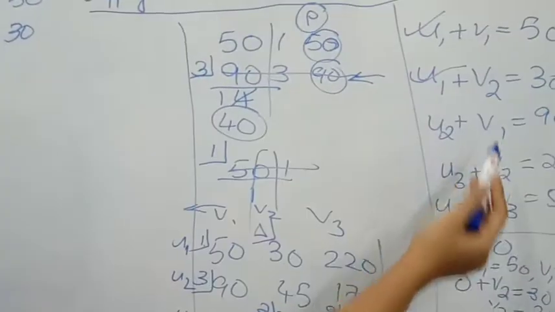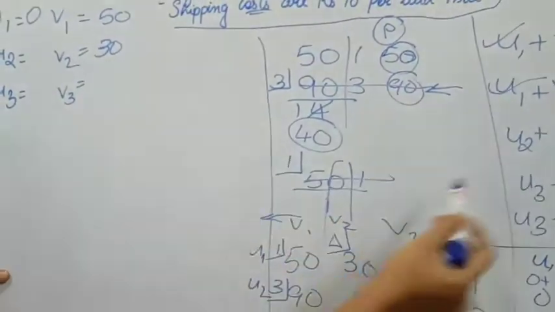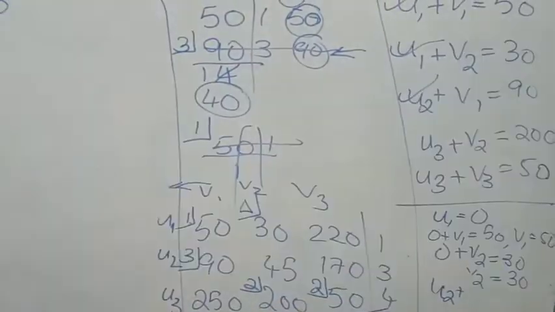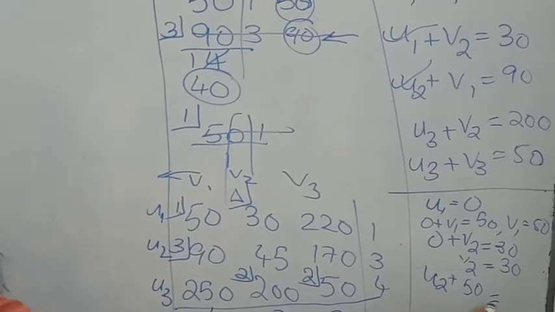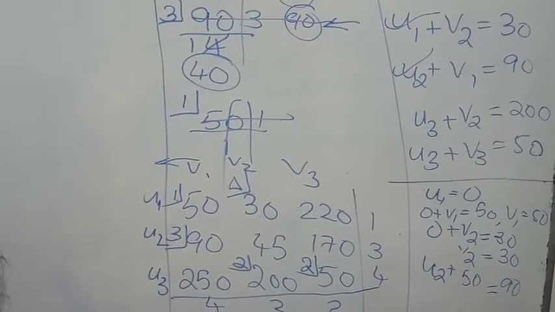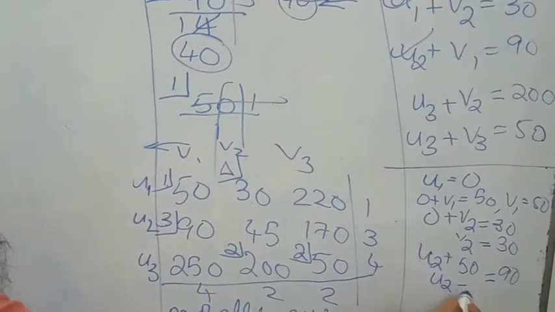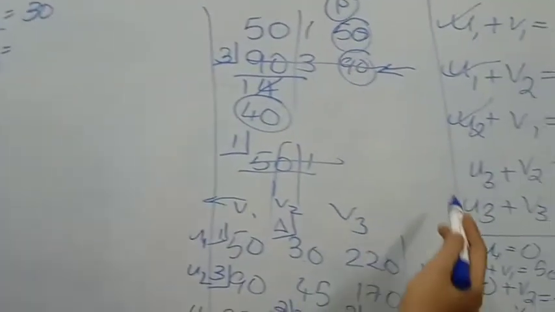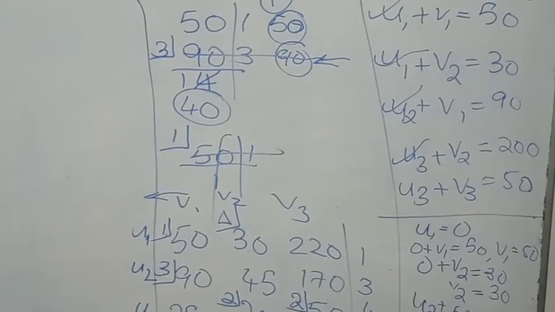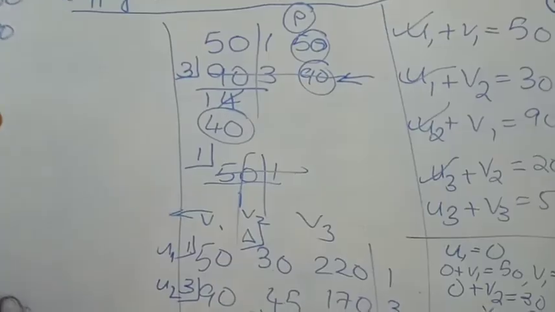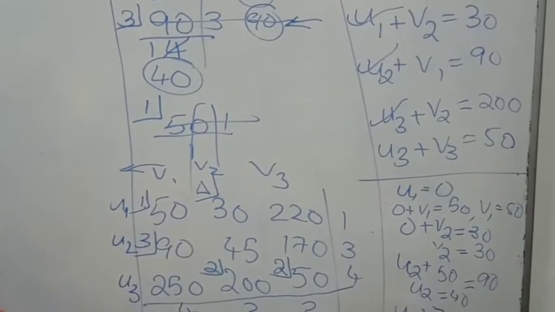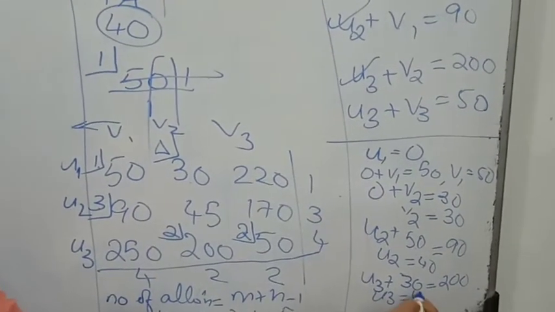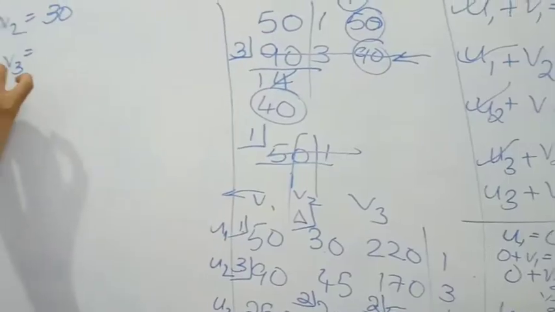ഇനി u2 plus v1, u2 നമുക്ക് കിട്ടിയിട്ടുണ്ടോ? ഇല്ല. v1 അറിയാം അല്ലേ? അപ്പോൾ u2 plus v1 എടുക്കുക. u2 plus v1 value is what? It's 50. അപ്പോൾ u2 plus 50 is equal to 90. And u2 value is 90 minus 50, it is 40. So you got the value of u2 as 40. And u3 and v2. Now we got the value of v2 as 30. അപ്പോൾ നോക്കിക്കേ, u3 plus v2 is 30, equal to 200. So your u3 value is 200 minus 30, it is 170.